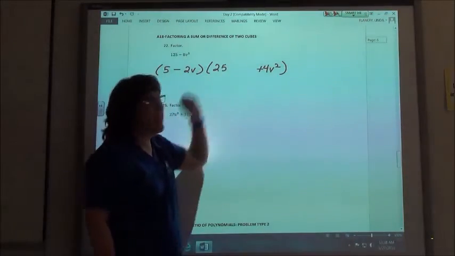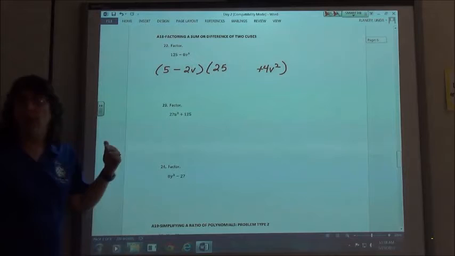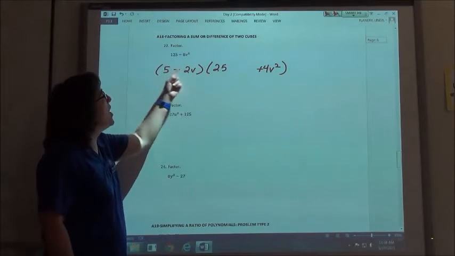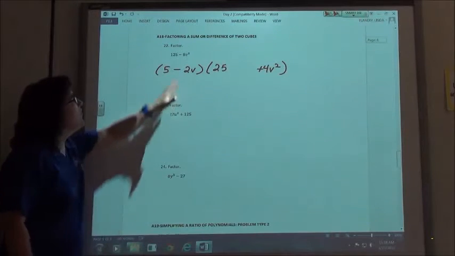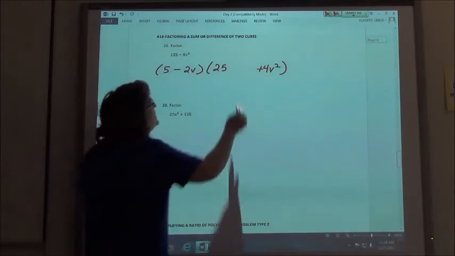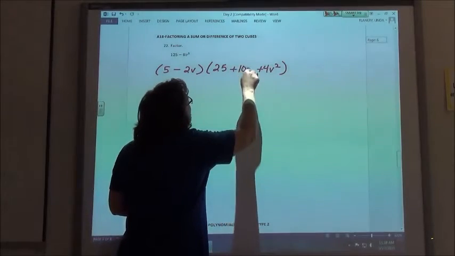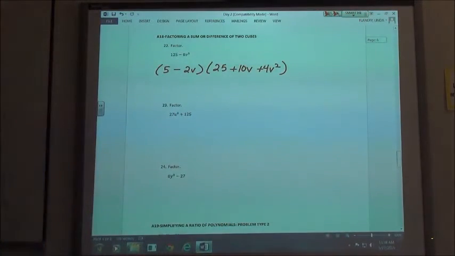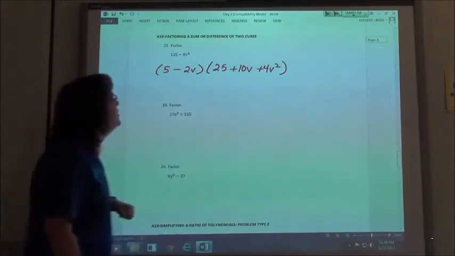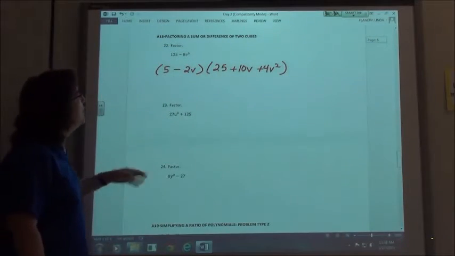The middle term is what cancels out that stuff when you multiply it all out. The middle term is going to be the opposite of the product of these two things. So if I multiplied those together, I'd get negative 10v. The opposite of that is going to be a positive 10v that's going to go in the middle. And so you're going to see a formula that sort of looks like that, but you're not really going to know what's happening there. Again, if you really wanted to check your answer, you could FOIL it out.